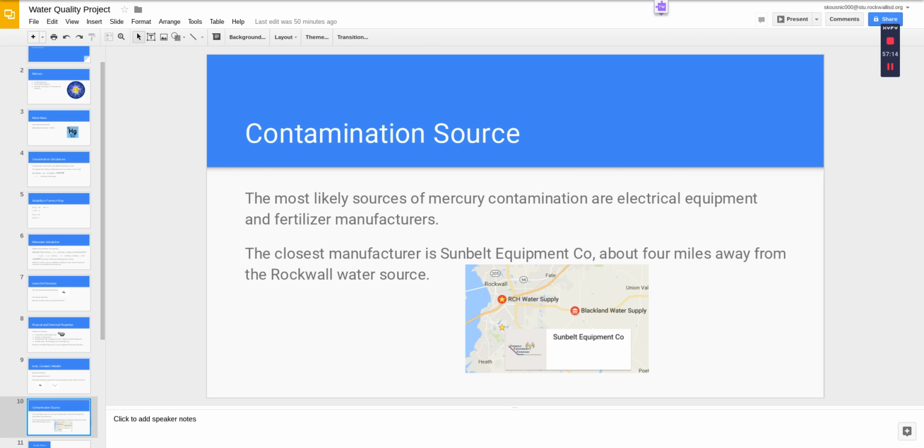The most likely sources of mercury contamination are electrical equipment and fertilizer manufacturers. They use mercury in creating their products, and there is a slight risk of leakage. The closest manufacturer is Sunbelt Equipment Company, which is about 4 miles away from the Rockwall water source.